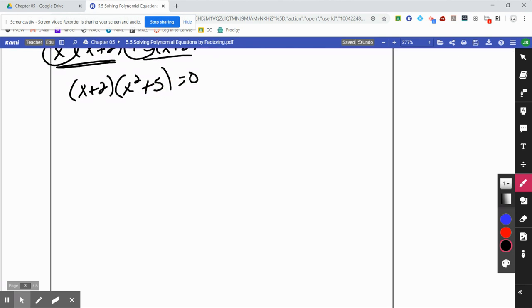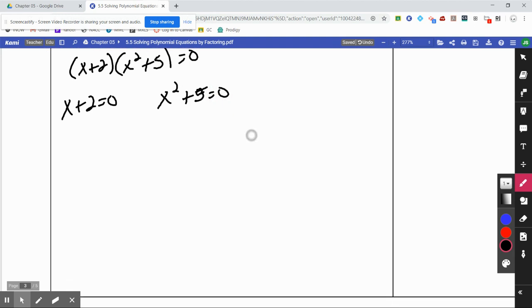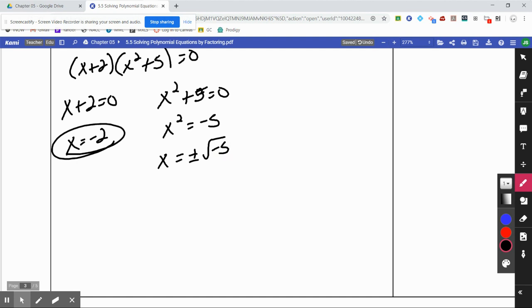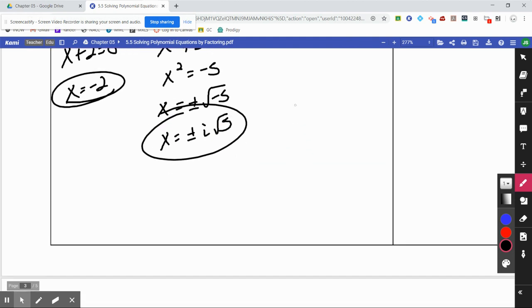Now that you've gotten it down to linear and quadratic, you can now set it equal to 0. So you have x plus 2 is 0, or x squared plus 5 is 0. So either x is negative 2, or move the 5 over, gives you x squared is negative 5. To get rid of a square, we're going to do plus and minus the square root of negative 5. And that would be x is equal to plus and minus the square root of negative 1, which we know is i, times the square root of 5, and that's it.